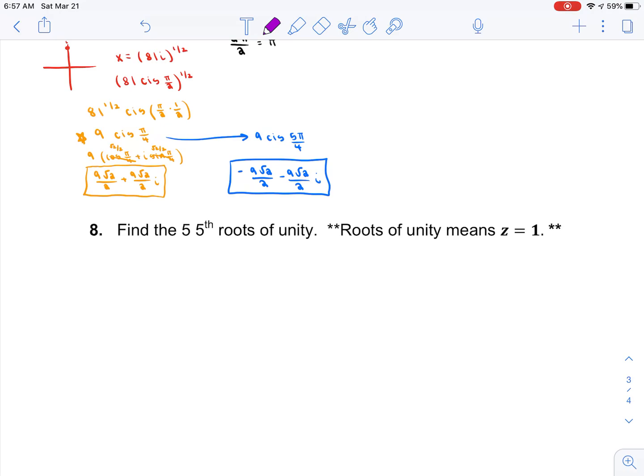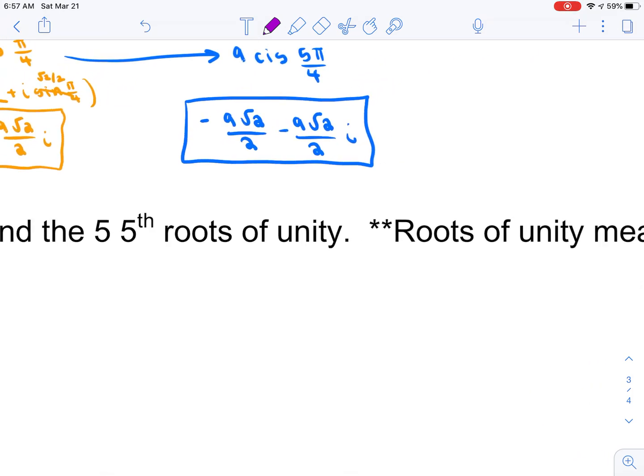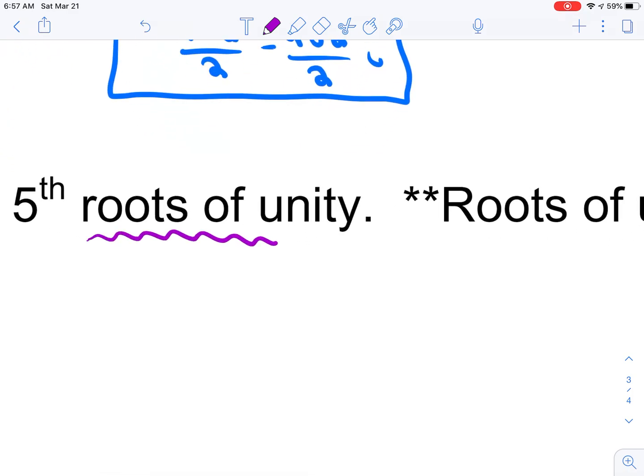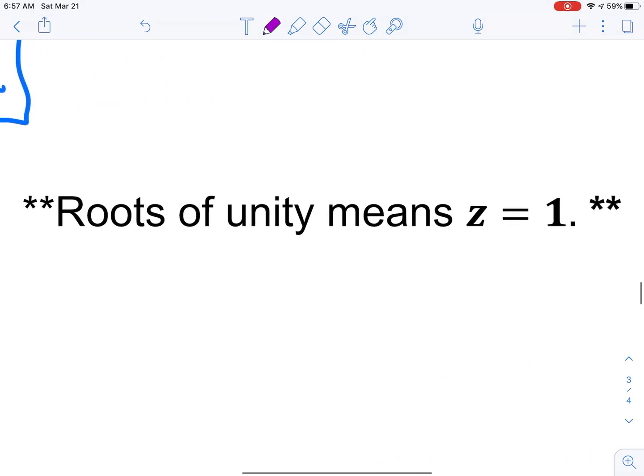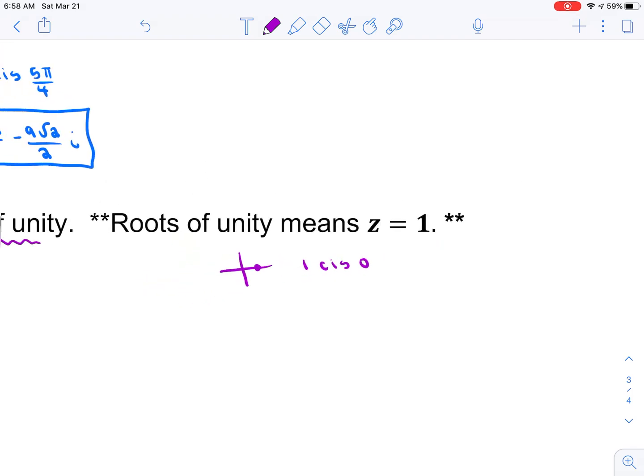You are going to find the 5 fifth roots. So again, we're finding 5 total solutions, but it says the roots of unity. The roots of unity is a fun expression. When you're talking about roots of unity, that means z equals 1. In other words, you're talking about this right here. So if you were to write this in trig form, this idea of this being 1 cis 0 degrees or 0 radians, however you want to think about that. But this is what the root of unity means. So that's what we want to find here.